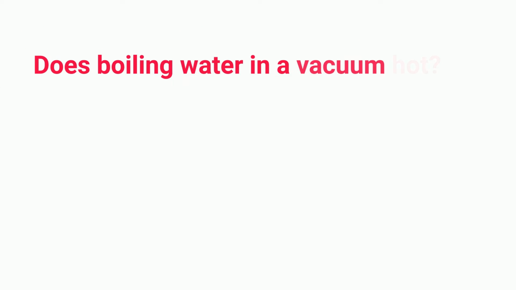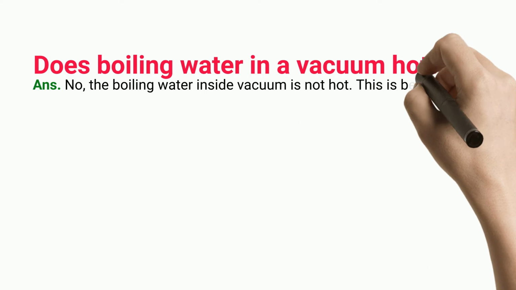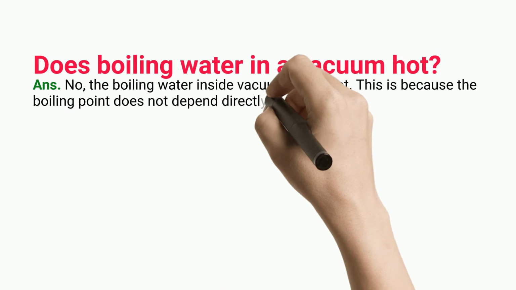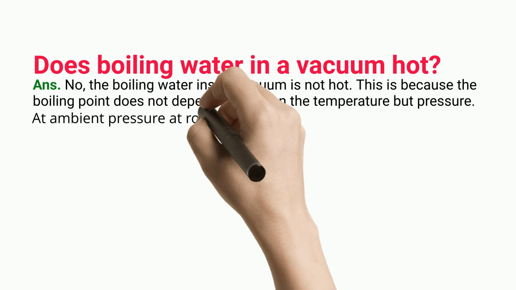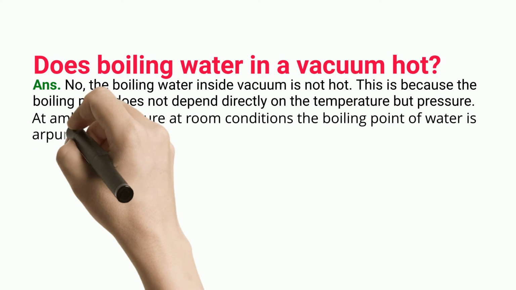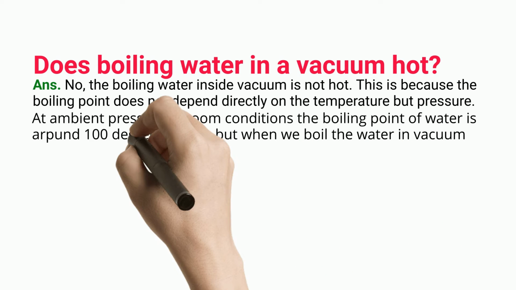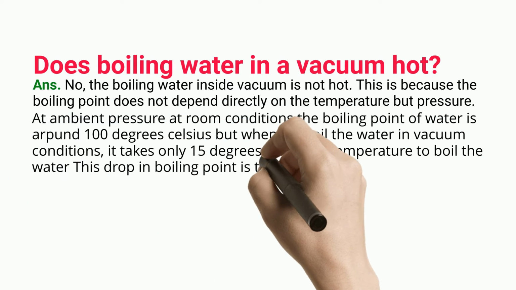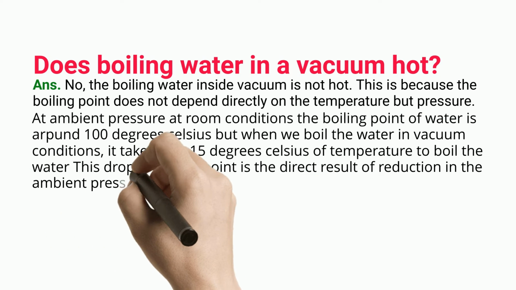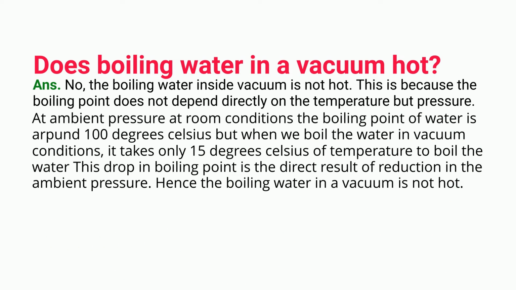Does boiling water in a vacuum feel hot? No, the boiling water inside vacuum is not hot. This is because the boiling point does not depend directly on the temperature but on pressure. At ambient pressure at room conditions, the boiling point of water is 100 degrees Celsius, but when we boil the water in vacuum conditions, it takes only 15 degrees Celsius of temperature to boil the water. This drop in boiling point is the direct result of reduction in the ambient pressure. Hence, the boiling water in a vacuum is not hot.